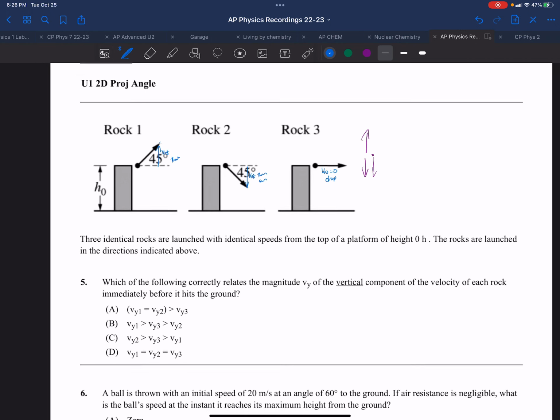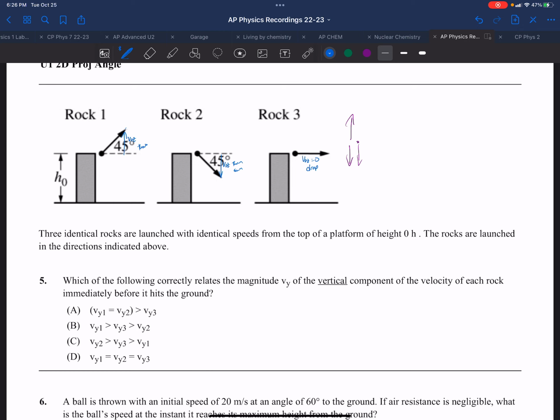So what we want to know: with identical speeds, launched in the directions indicated above, what is the magnitude of Vz, the velocity immediately before it hits the ground? In other words, which one has the greatest vertical velocity? Now, if we recall, this one is going to increase and accelerate by g. This one that's thrown downward already has an initial velocity downward. So you could suspect that this is going to get to the ground faster. It's going to take less time.